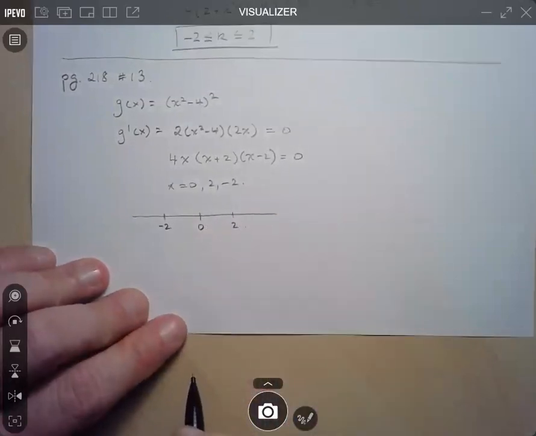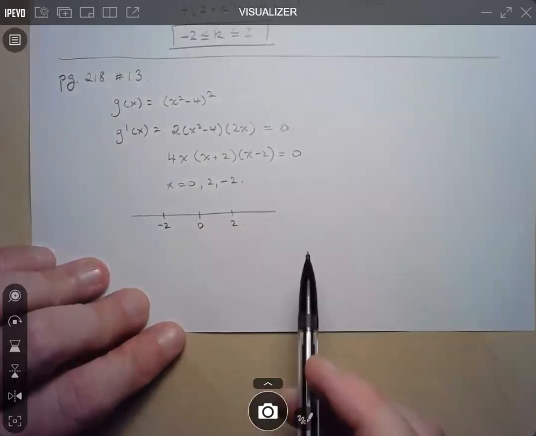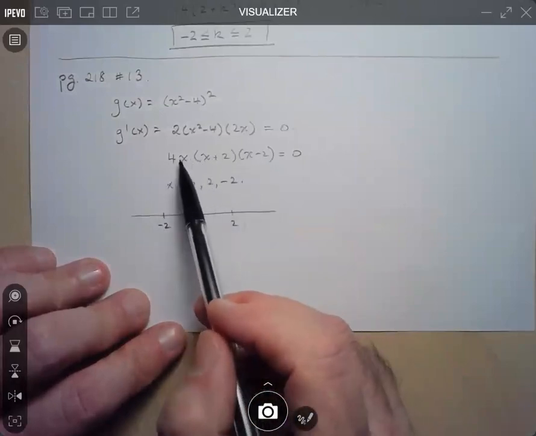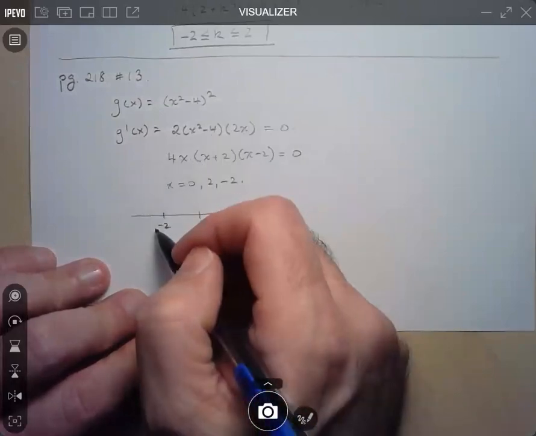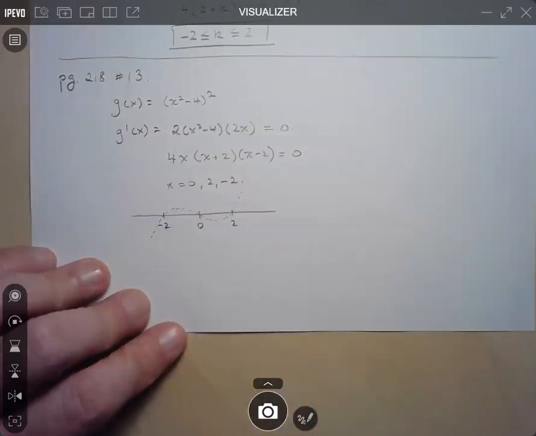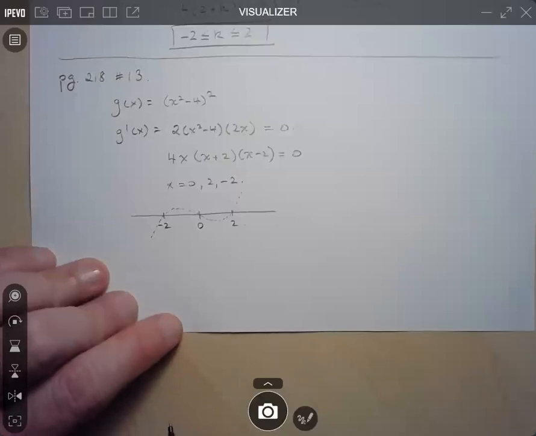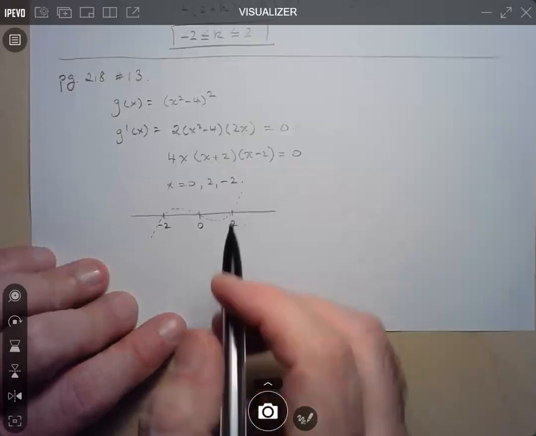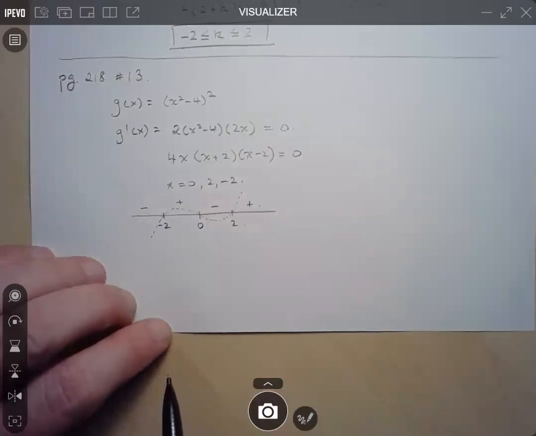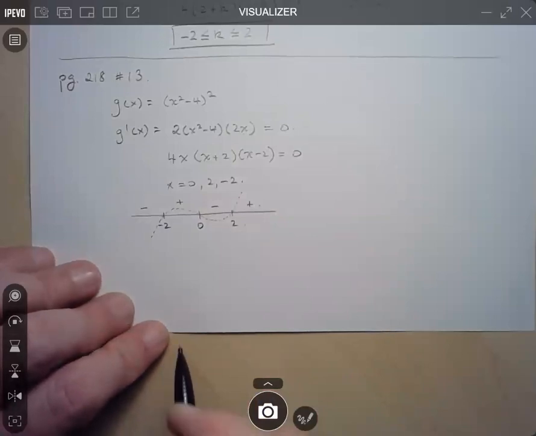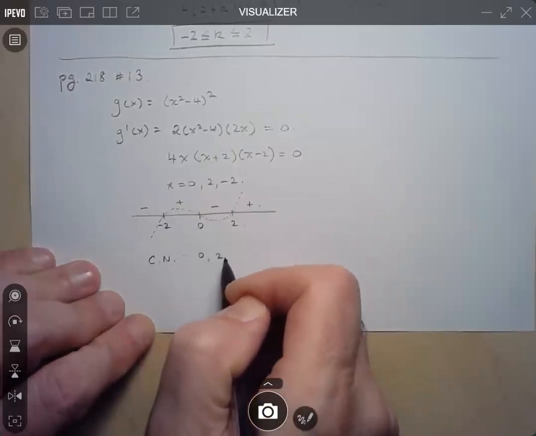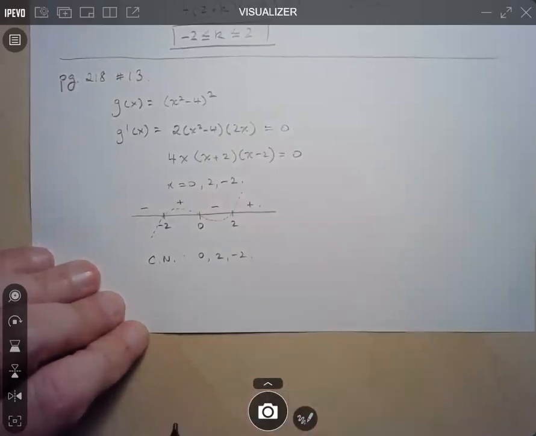All right. And let's examine here that we've got a cubic polynomial with a positive leading coefficient. So I don't need to be sticking numbers into here. I can just draw my sketch of the cubic with these zeros. And so here we have negative, positive, negative, positive. Okay. So our critical numbers are just 0, 2, and -2. Okay, so I'm just answering what they're asking me for.